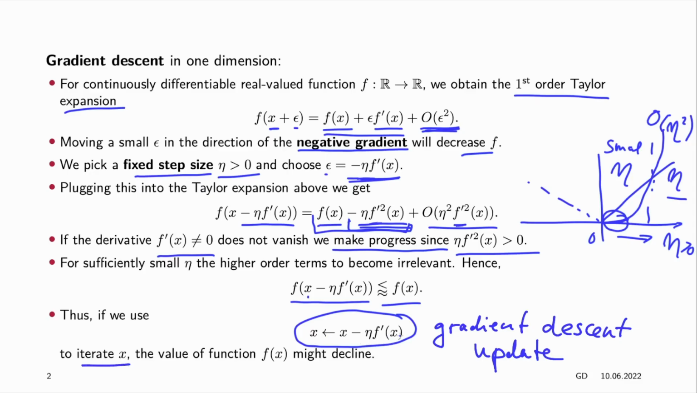That we can iterate x on. So every iteration, we are evaluating the function at the new point x, we're computing the derivative. If the derivative is not close to zero, then we're updating x for the next iteration as given by this update rule. Thus, the function f should decline.